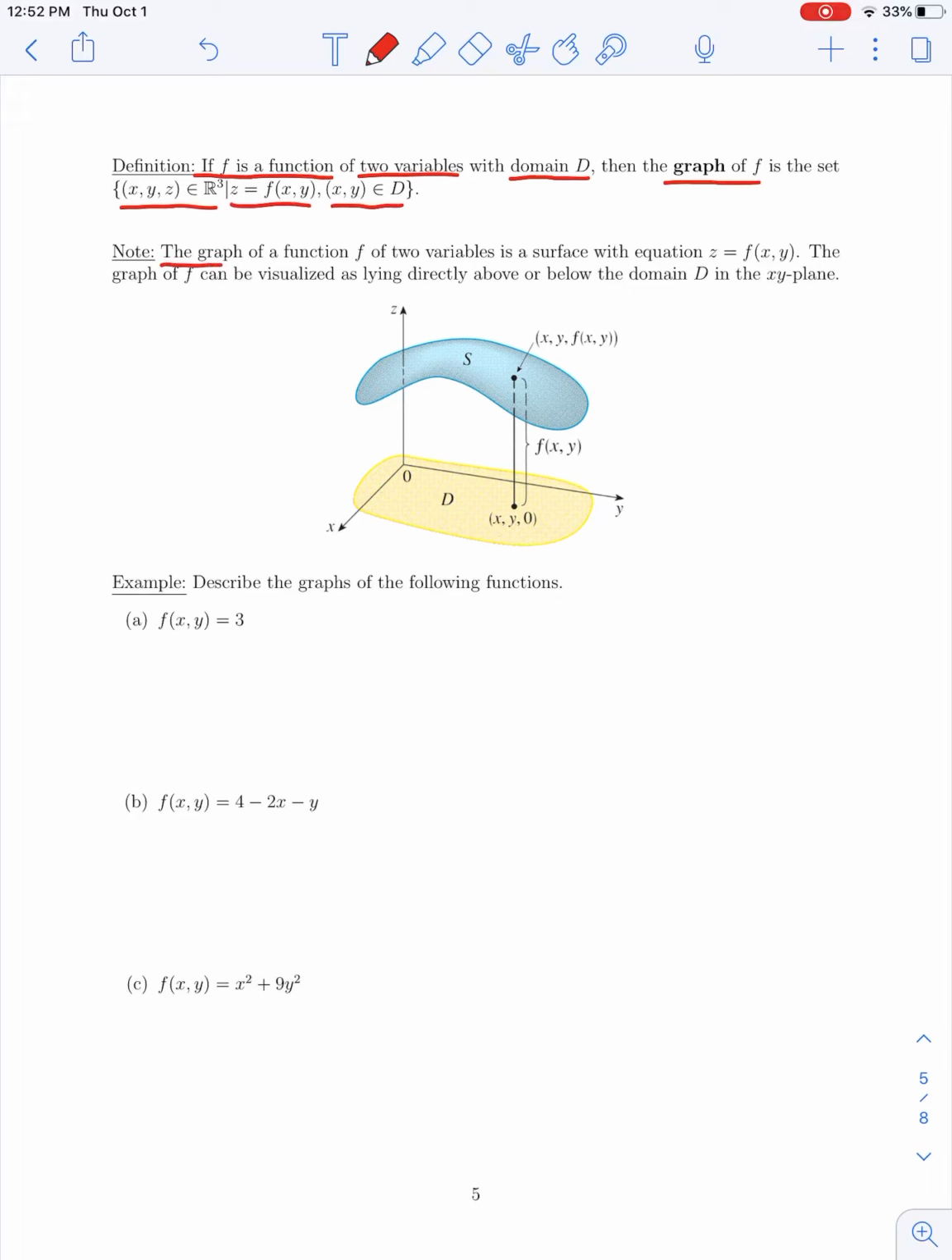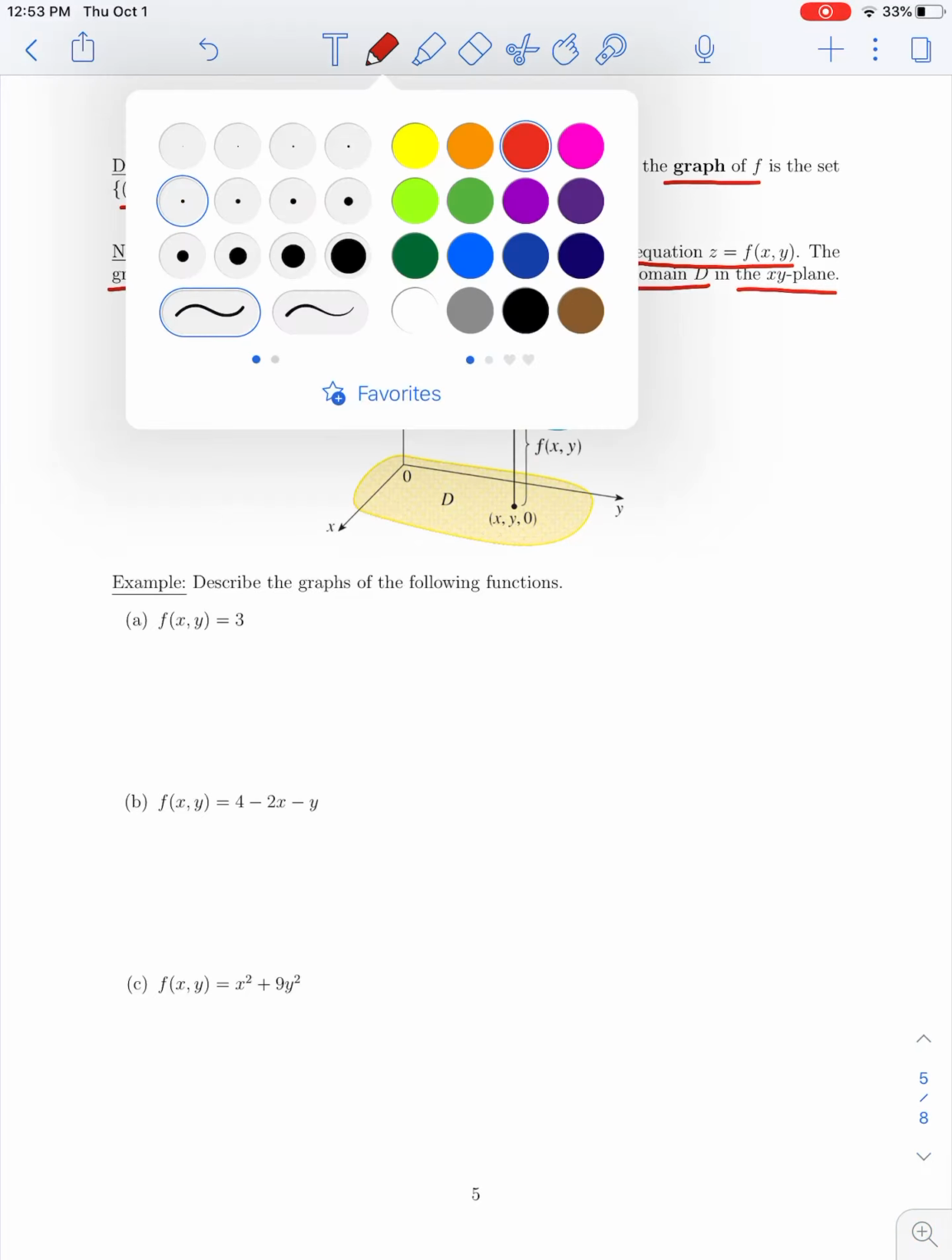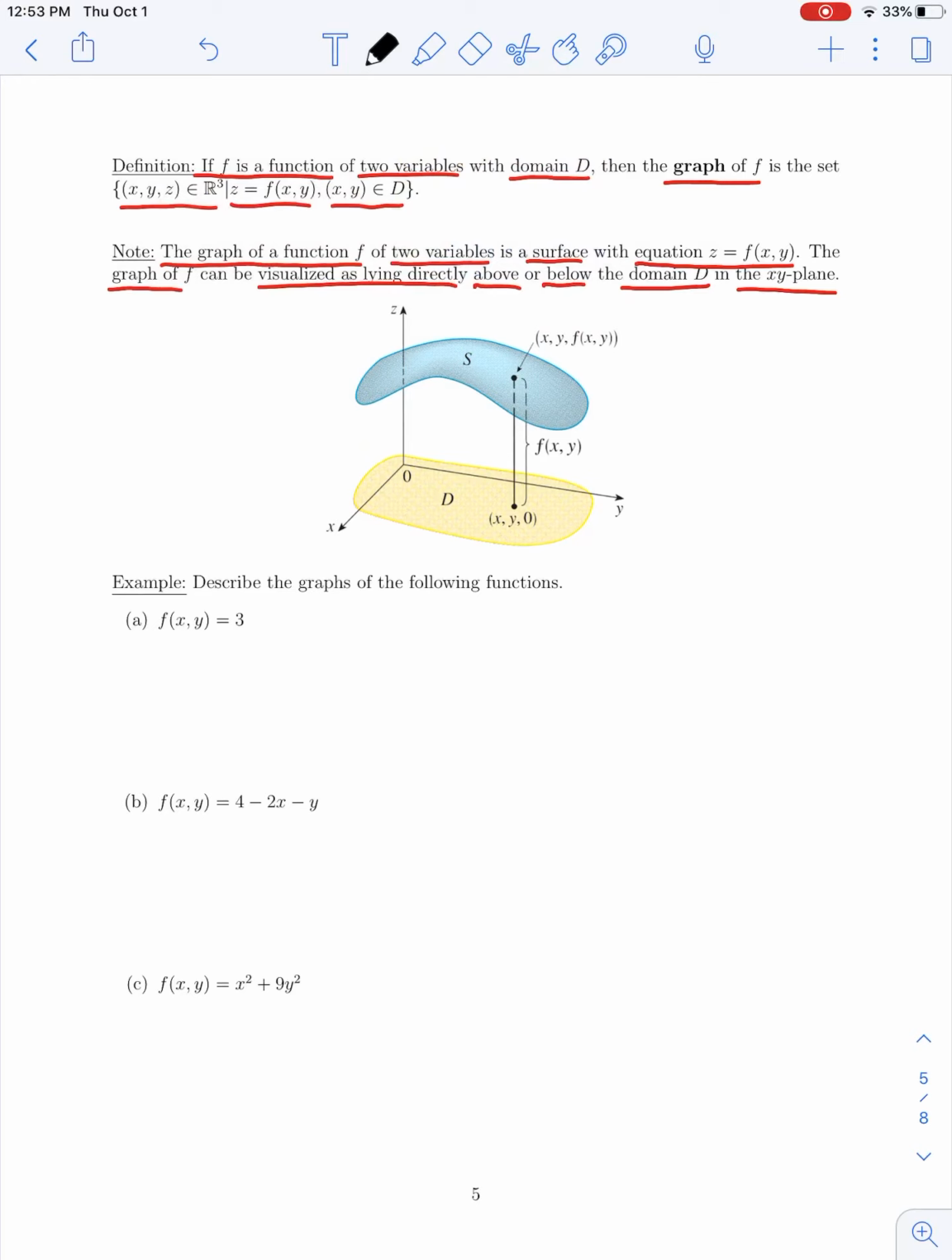So here, the graph of our function f of two variables is a surface defined by the equation z equals f of xy. So our z coordinate for any point on the graph must be the value of the function f at a point xy in the domain. So we can visualize the graph of this function as lying directly above or below the domain D in the xy plane.